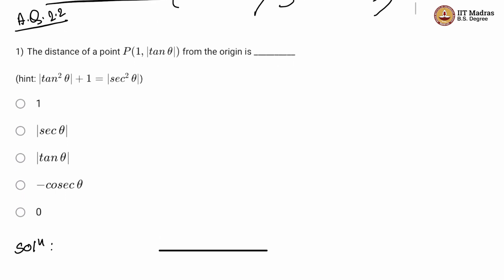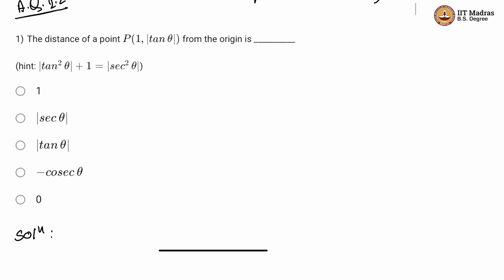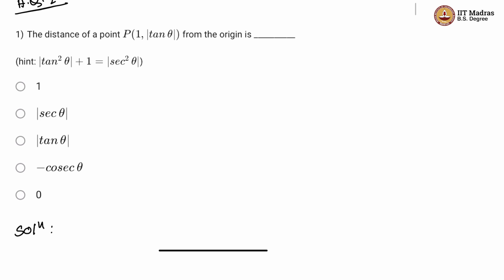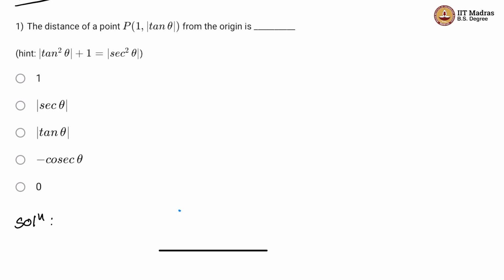Question number 1. Okay, so what's given in the question? The distance of a point from the origin is... So that means we have a point 0, 0 and another point P 1 comma modulus of tan theta, right? So we need to find the distance between these 2 points, that means the length of this line.